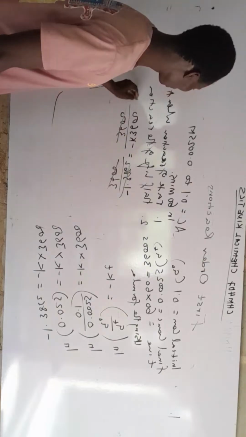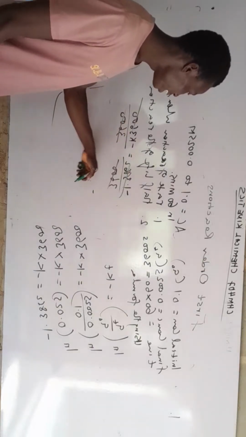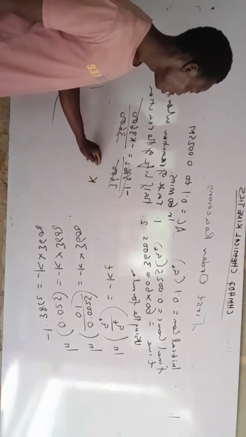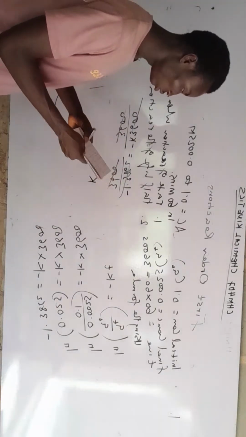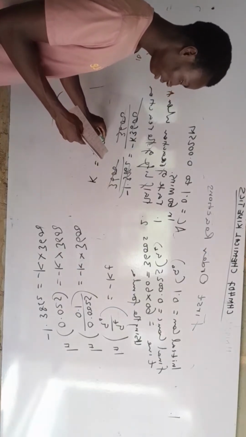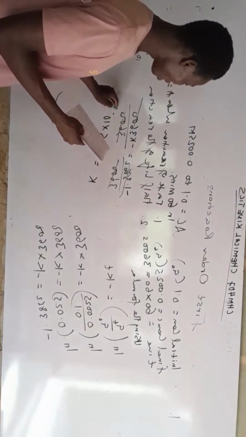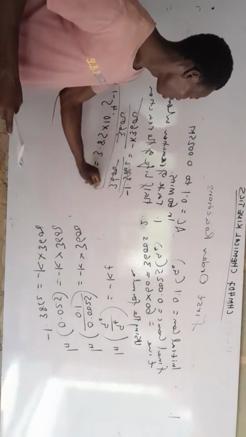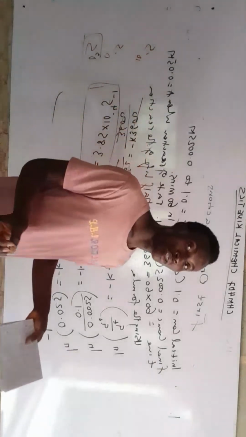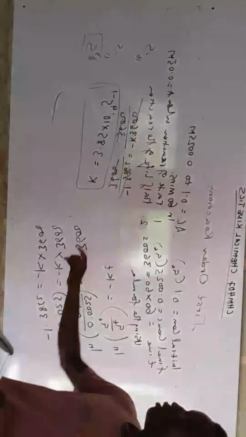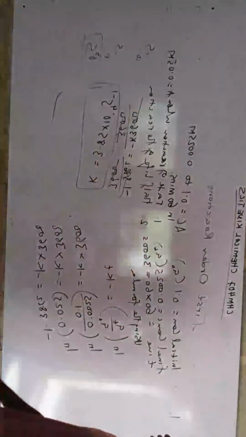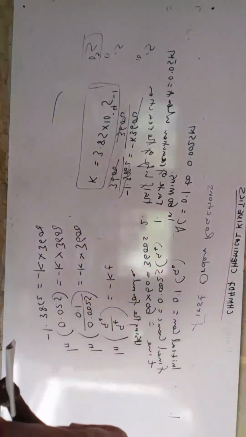This cancels this, this cancels this. This leaves behind negative. So the negative will eventually cancel the negative, leaving behind K equals 3.85 times 10 raised to power minus 4 per second. That is the answer to the question. That's what the question asks us to calculate here. So K equals exactly what we have in this place.